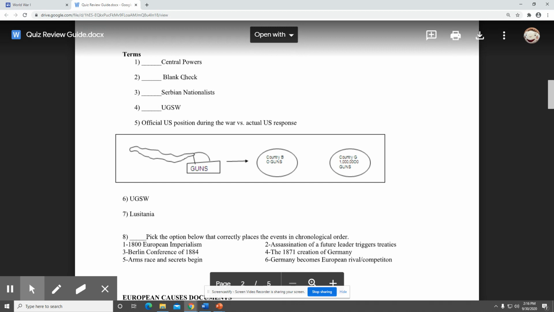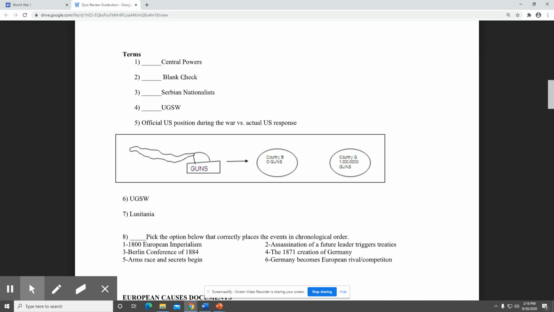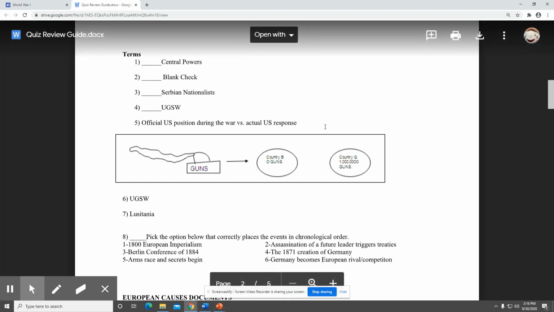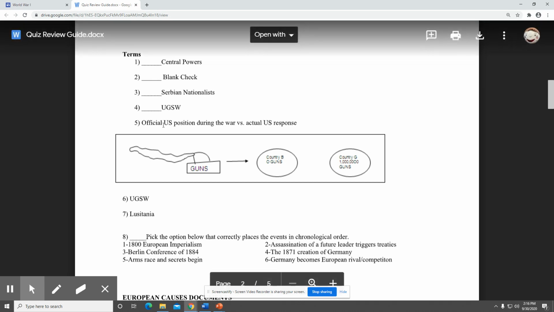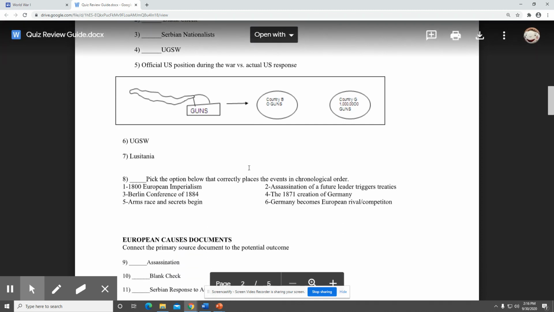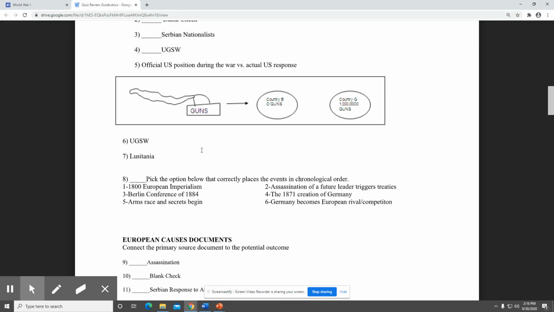Whereas for the blank check, if you remember, that is the document that Germany sends to Austria after the assassination of Ferdinand. I use images, whether I write them on the board, draw them on the board, or use them in PowerPoints. And I sometimes include those on assessments. So like here, you see an image of something that is addressed in a screencast regarding the U.S. entry into World War I. And here you see just 6 and 7 where it's asking you to look at definitions. So you probably want to know Lusitania as well as UGSW, Unrestricted German Submarine Warfare.